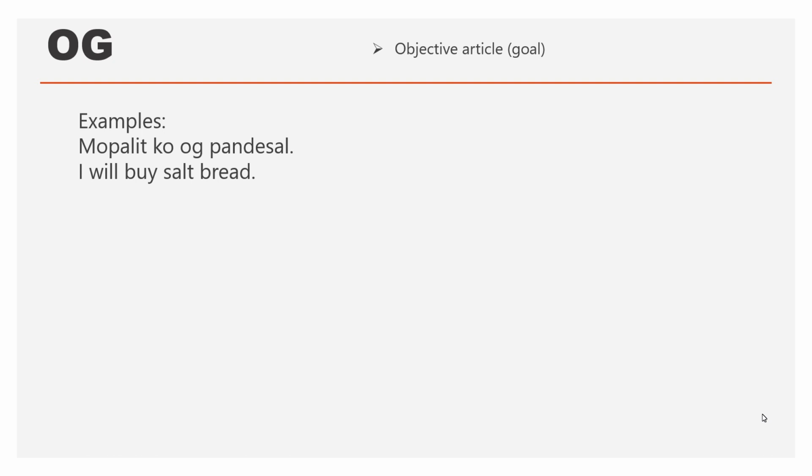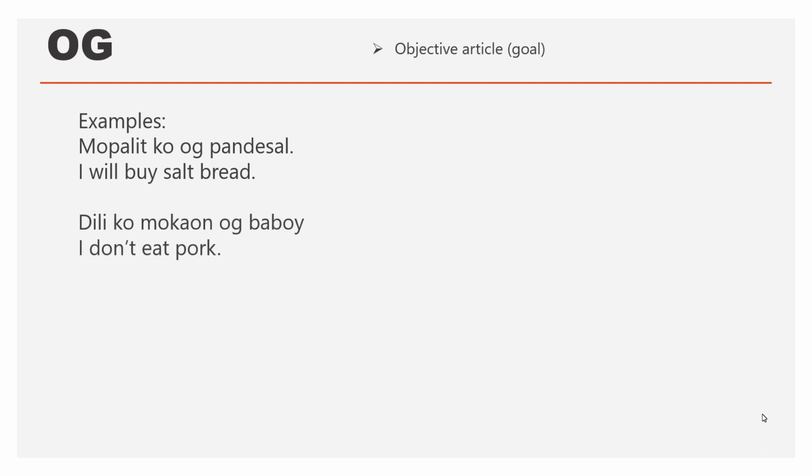I will buy pandesal. Okay, the English word for pandesal is actually salt bread. Okay, mo palit is will buy. Ko is I. You're referring to yourself, and then pandesal is salt bread. You can just say I will buy pandesal. Okay. All right. So here mo palit ko, and then you must add og there, and then you add what do you want to buy. You add the pandesal. You add whatever you want to buy. Okay. Mo palit ko, and then you add og, and then the thing that you want to buy. So that's your objective. You will buy pandesal.